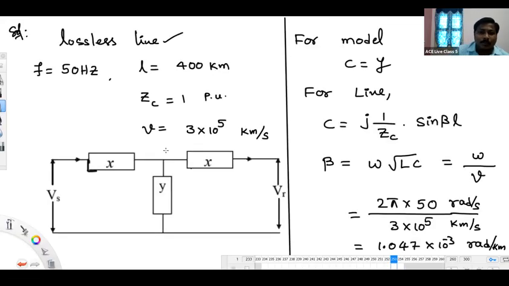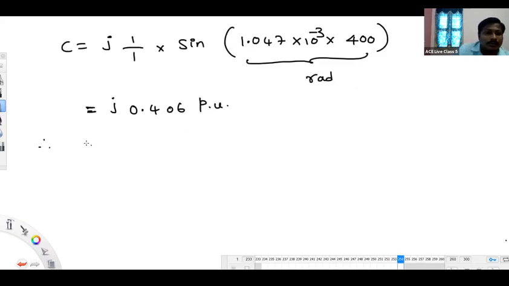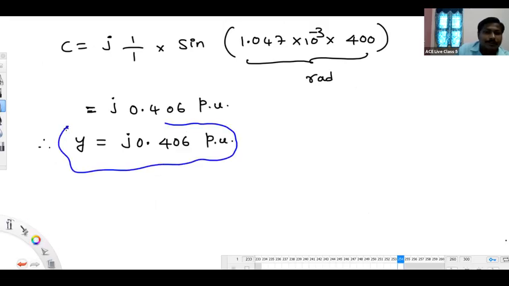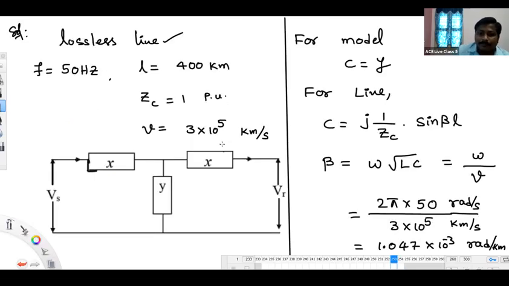See, already we said for the model that parameter C is y, so the value of y equals that number. Therefore, y in that network will be j 0.406 per unit. Next, how to get this x value?